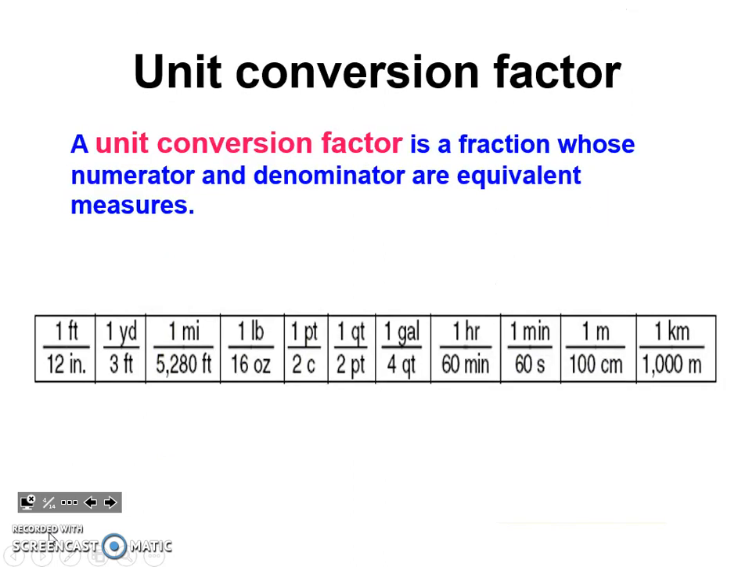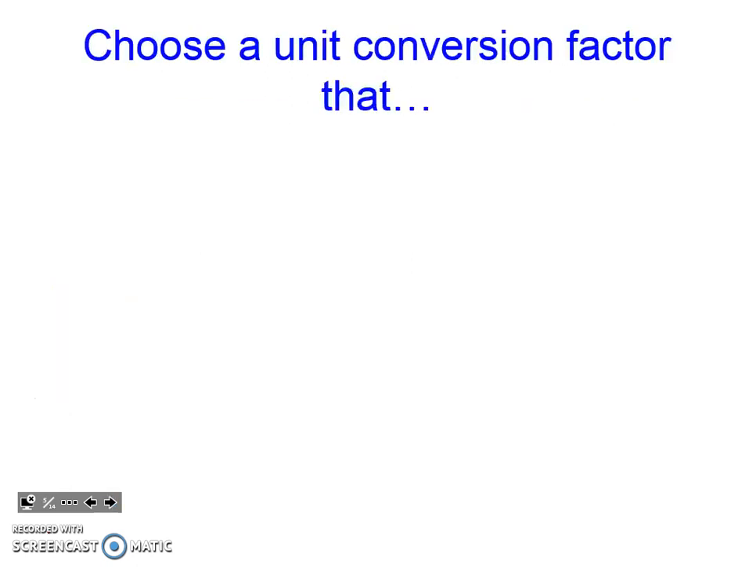So let's move right along. A unit conversion factor is a fraction whose numerator and denominator are equivalent measures. So for instance, 1 foot is the same as 12 inches. 1 yard is the same as 3 feet. 1 mile is the same as 5,280 feet. So on and so forth. So the unit conversion factor, again, is a fraction whose numerator and denominator are equivalent measures.